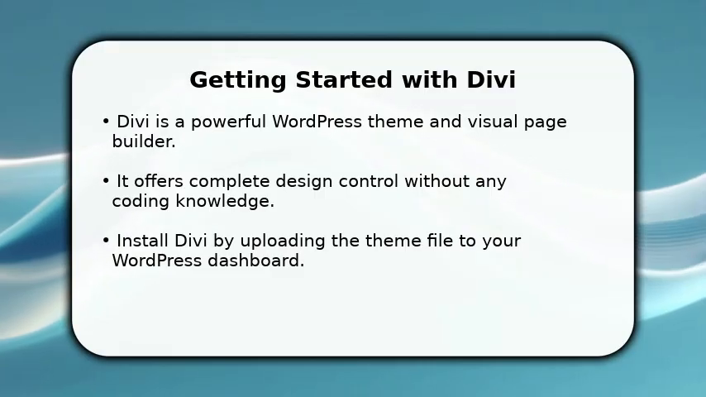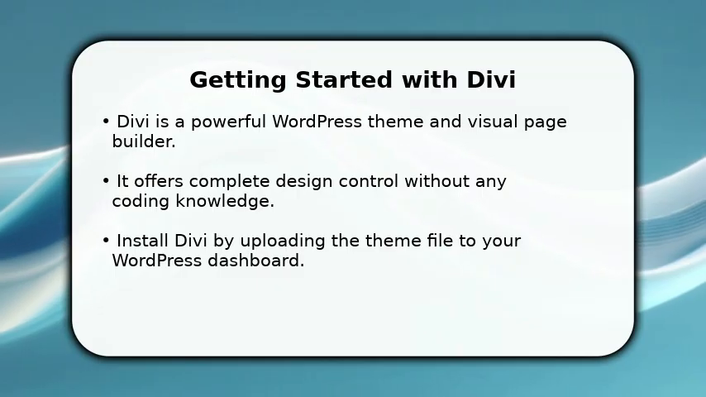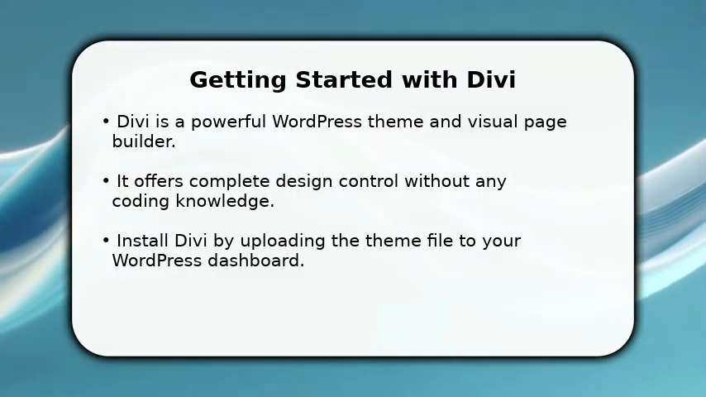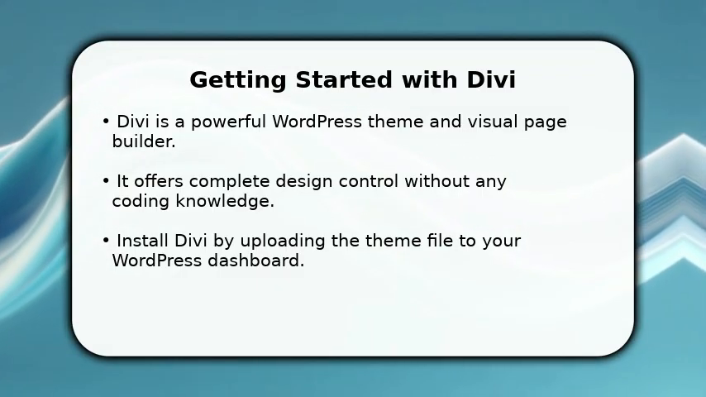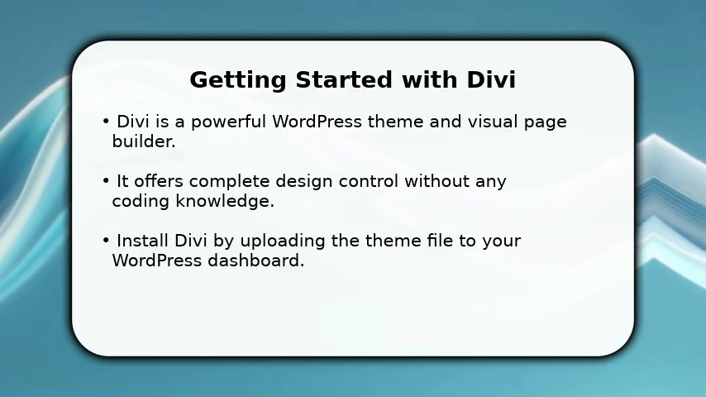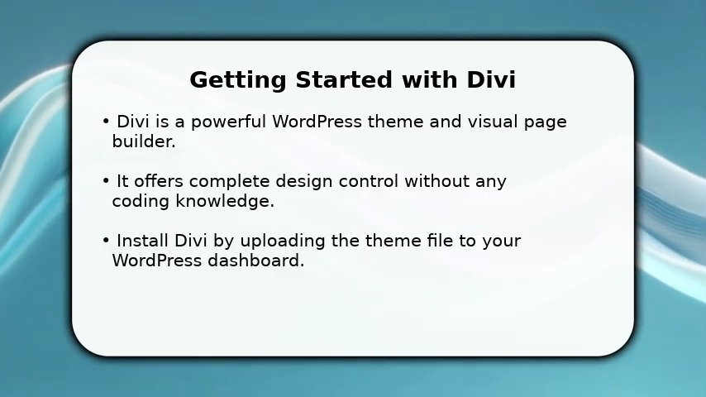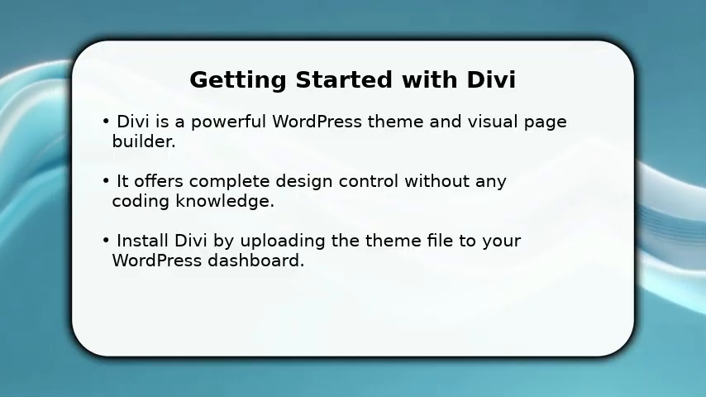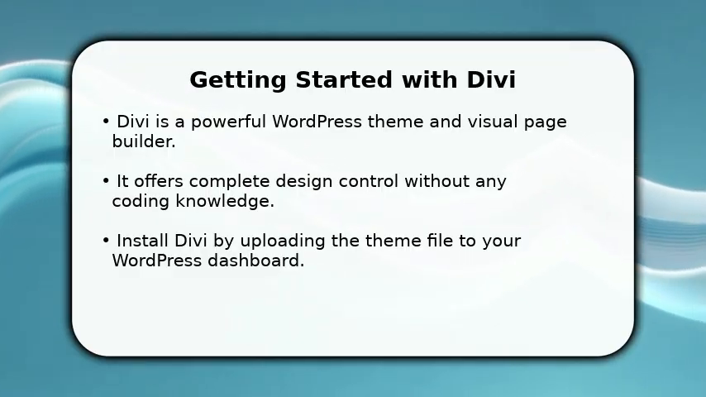In this video, I will explain how to use the Divi theme in WordPress. First, you will need to install Divi. Navigate to your WordPress dashboard, go to Appearance, then Themes, and click Add New. Upload the Divi theme file you downloaded from Elegant Themes. Once uploaded, activate the theme.